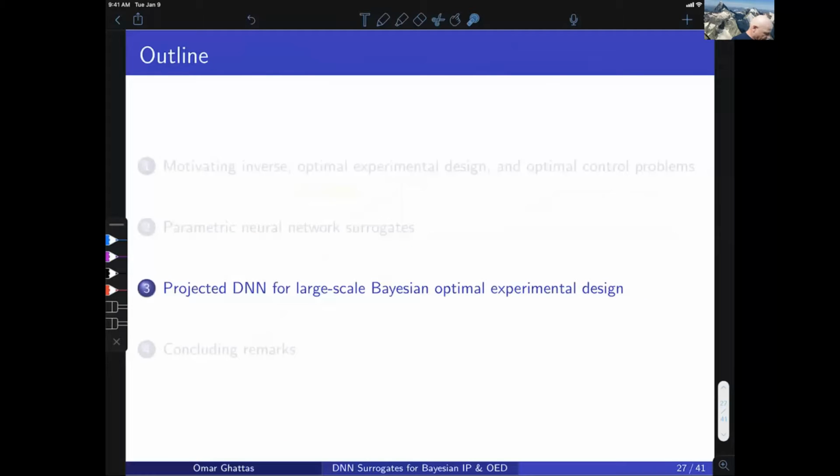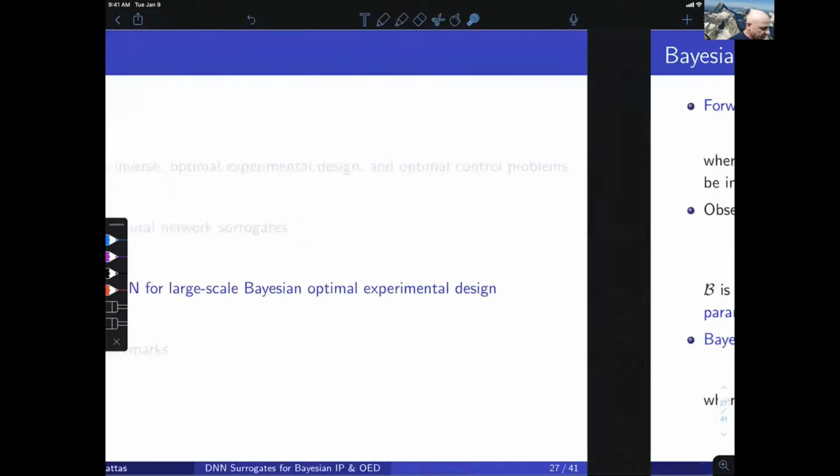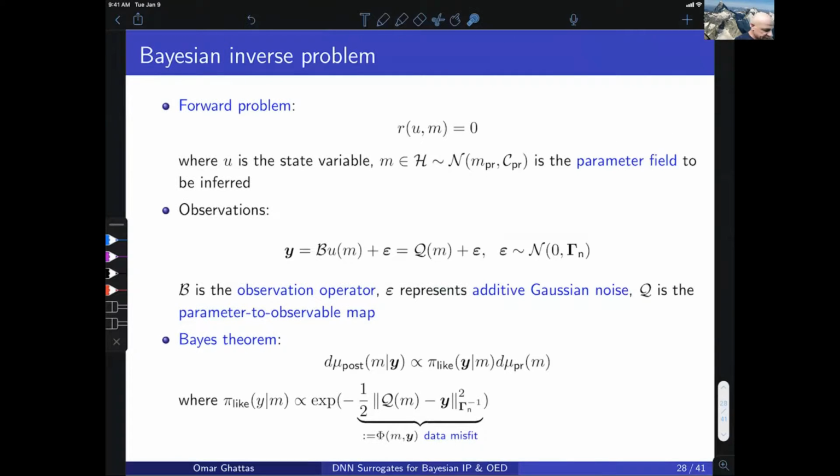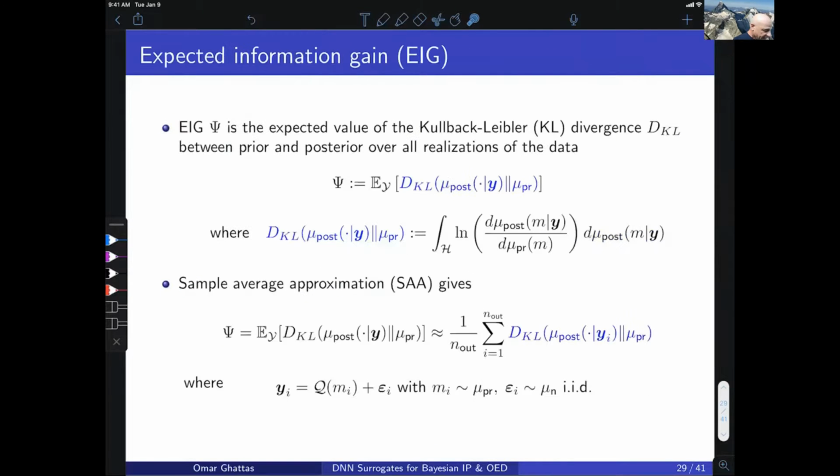Okay, then I want to show you in the last couple of minutes optimal experimental design. This is a workshop on Bayesian inverse problems, so I don't have to talk about Bayesian inverse problems. It's a standard setup. We would like to solve the OED problem. OED is an optimization loop around a Bayesian inverse problem. And so what is the objective?